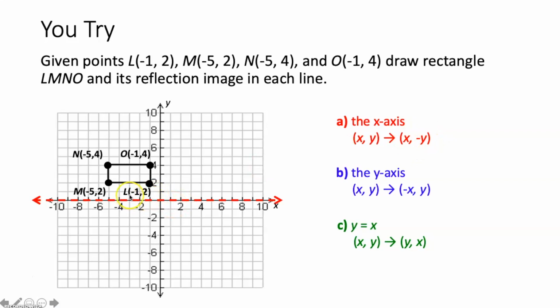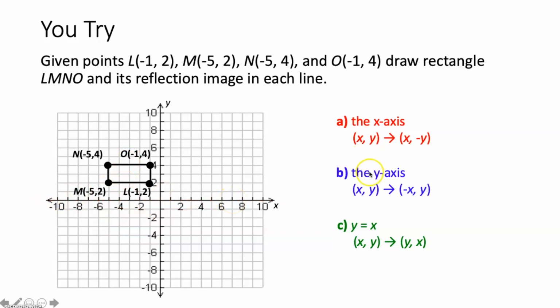So point L is at -1, 2. That means L prime is going to be at -1, -2. Point M is at -5, 2. So point M prime is going to be at -5, -2. Point N is at -5, 4, so N prime is going to be at -5, -4, and then point O is at -1, 4, so O prime is going to be at -1, -4. There is our rectangle, L prime, M prime, N prime, O prime. That is the image of rectangle LMNO after it's been reflected over the x-axis or in the x-axis.